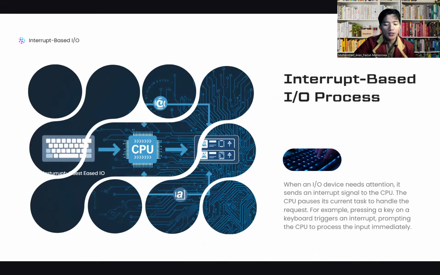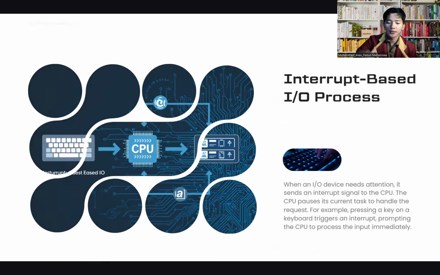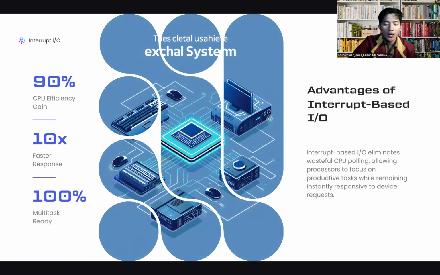For example, when you press a key on the keyboard, the keyboard sends an interrupt to the CPU to process that input, ensuring the system responds in real time without constantly checking the keyboard state. Next, advantages of using interrupt-based I/O.